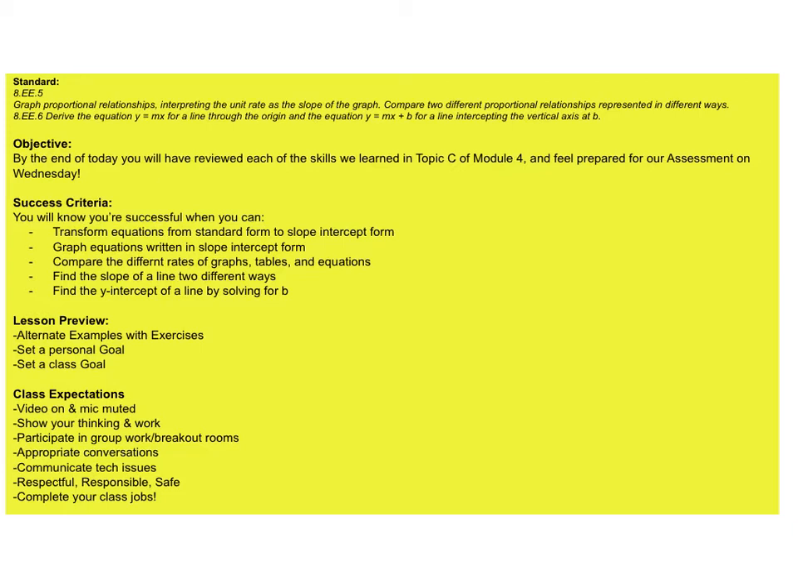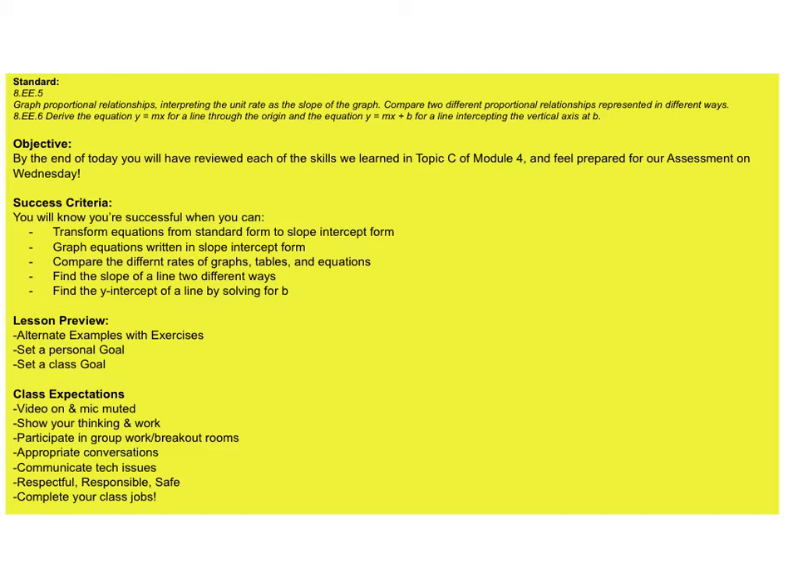You'll know you're successful when you can do these things: when you can transform equations from standard form to slope-intercept form, and vice versa; when you can graph equations written in slope-intercept form; when you can compare the different rates of graphs, tables, and equations; when you can find the slope of a line two different ways; and when you can find the y-intercept of a line by solving for b.